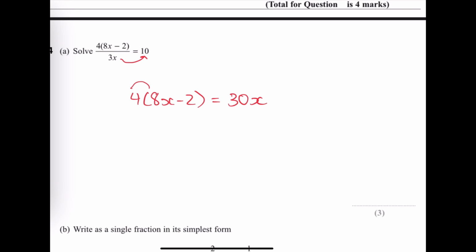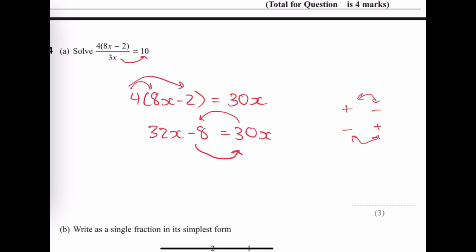Now we want to expand this bracket, so it would be 32x minus 8 equals 30x. Now we're going to put this to the other side and this over here to the other side. Remember that when you switch sides, the positive and negative signs also switch. So here it will be 32x minus 30x, so that's 2x, and the minus 8 will just be a positive 8, so 2x equals 8. Now we're just going to divide, so x is 8 over 2, x equals 4.